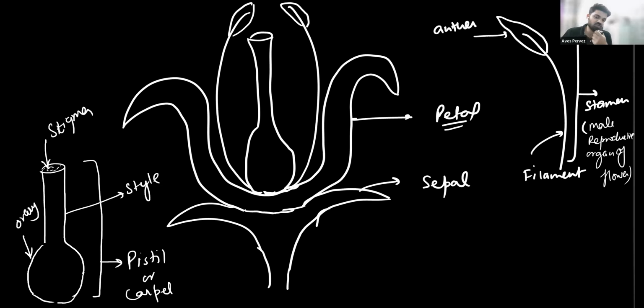So please draw this one. This is called petals, this is called sepal, and this portion that is coming here is called thalamus. Thalamus. Please draw this one.